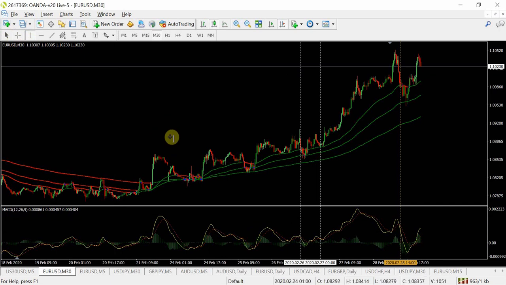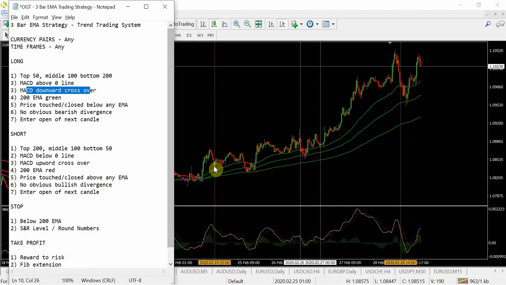So what I'm going to do is put that in there. So then that would be there. At the moment we have the first three criteria selected: EMAs in the right order, MACD above the zero line, and a downward crossover over here. So at the moment we're all good. The fourth point is that the 200 EMA is green. We can see at the time there the 200 EMA is green, so that's there.